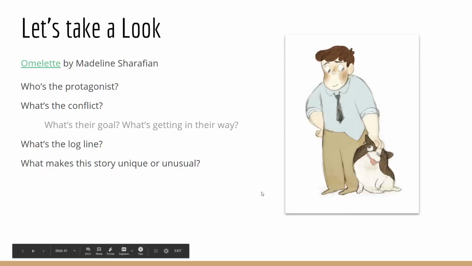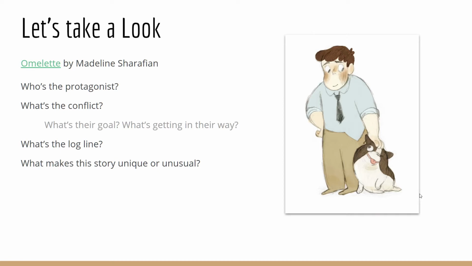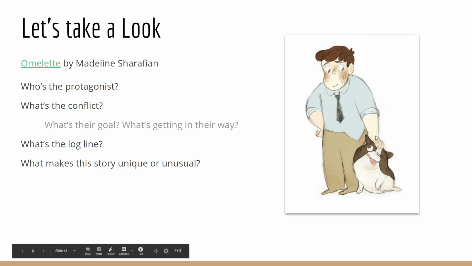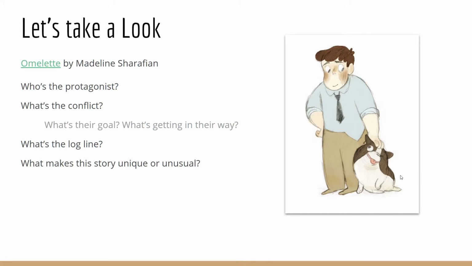Okay, so who's the protagonist? In this case, the protagonist is pretty obvious. This is usually an exercise I do with my class in person, but in this case, we're going to be doing it remotely, and you guys are just going to shout along at home. So in this case, the dog who's cooking dinner for his owner is the protagonist. So what's the conflict? What's their goal, and what is getting in their way?